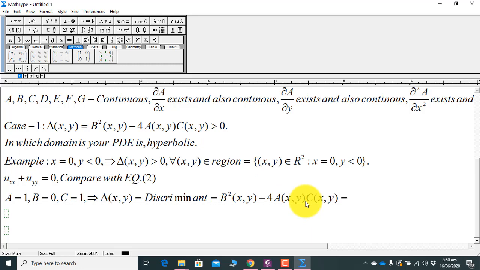So what is the quantity? B has value 0, C is identically 1 and A is identically 1. They are constants with respect to x and y. So what will be the answer? The answer will be minus 4, which is always negative. You have to write for all.